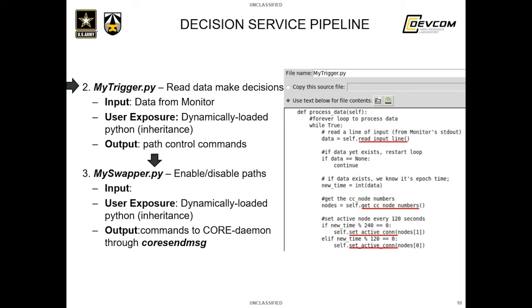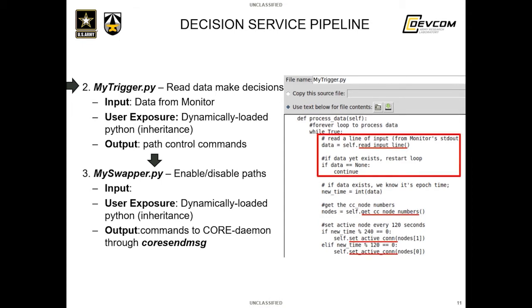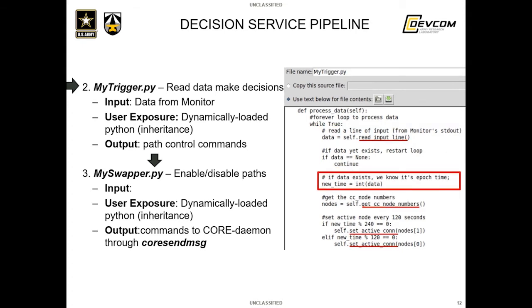Underlined here are functions that are exposed to the user in order to implement the trigger behavior. First is the function called to read a line of data coming from the monitor. If there's no data present, the loop will restart. If the data is present, then we know we're expecting time as integers because that's how we program the monitor. So we convert the data and store it into a variable called new time.